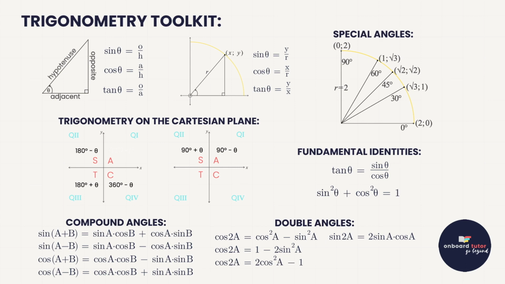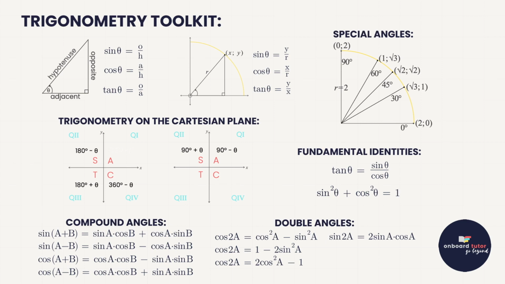Is there a special angle somewhere? Is there somewhere I can use one of these fundamental identities? And very often at grade 12 level, is there a compound or a double angle hiding in this equation that I can use to solve? So let's take a look initially just at the foundations of trig equations.